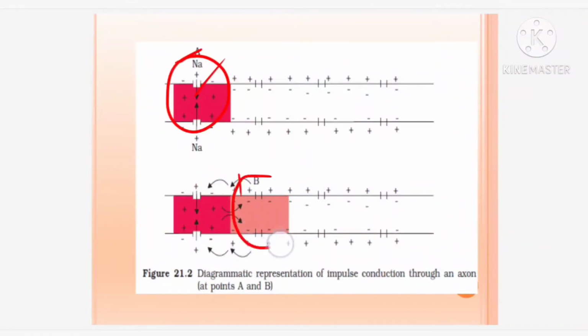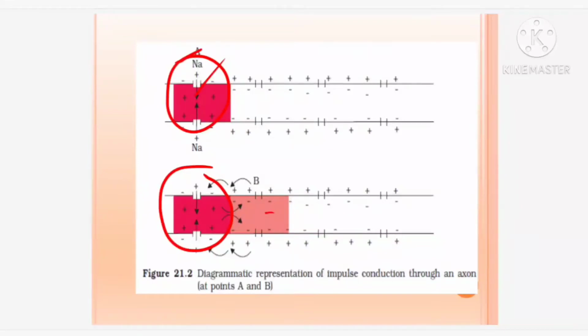Immediately after this region, the positive is moving in. So from here the conduction is passed to this region. Automatically it is like a stimulus now. Now the positive will be moving in and the negative will be moving out. Immediately after that, the previous site, that is the A site, will come back to normal. They are coming back to the normal.